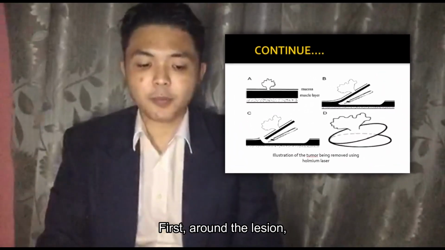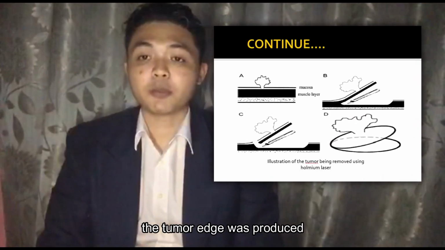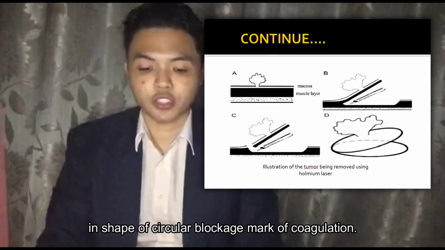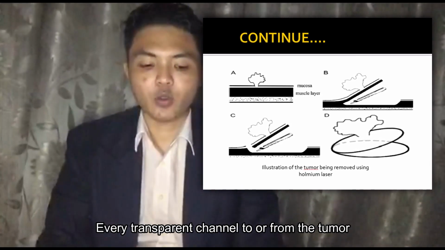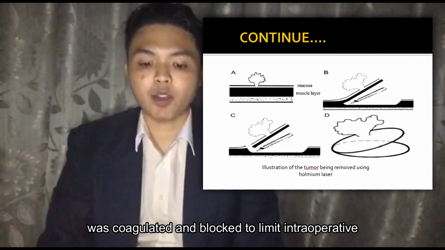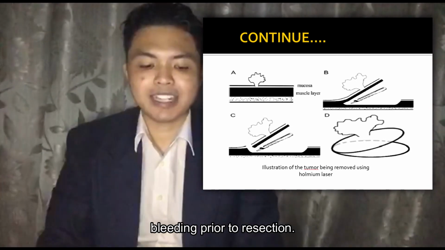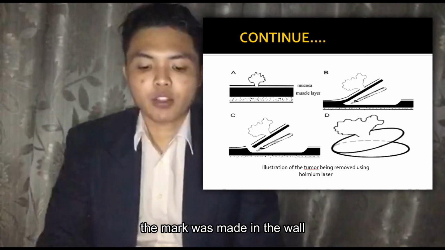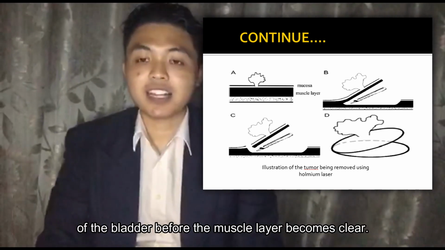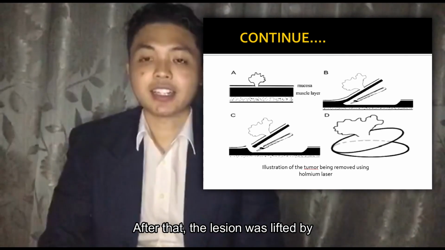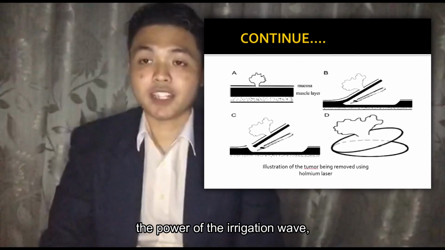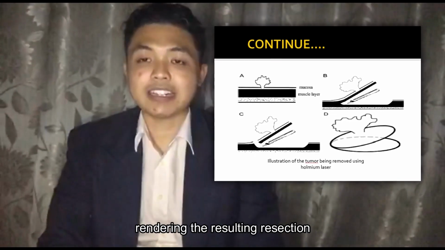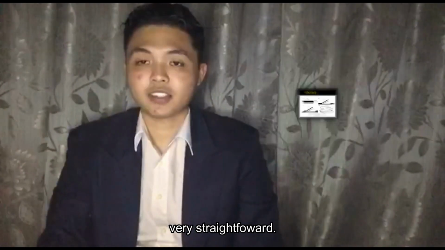First, around the lesion, the tumor edge was marked approximately 1 cm away in the shape of a circular blockage mark of coagulation. Every transparent channel to or from the tumor was coagulated and blocked to limit intraoperative bleeding prior to resection. A fan-shaped incision along the mark was made in the wall of the bladder before the muscle layer became clear. After that, the lesion was lifted by the power of the irradiation wave, which slowly uncovered the base of the tumor, making the resection very straightforward.